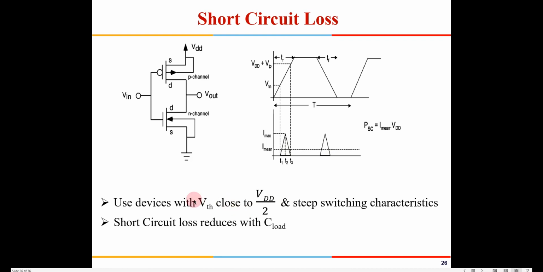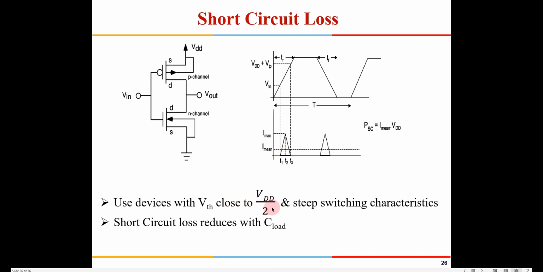So you have to take care of that. Okay, so how to reduce that: suppose you can use a VTH close to VDD by 2. Technologies like 45 nanometer give low VTH devices, standard VTH devices, and high VTH devices. High VTH devices will have a VTH close to VDD by 2. So the NMOS will be switched on late and the PMOS will be switched off early in that case, so you will have lesser short circuit currents.